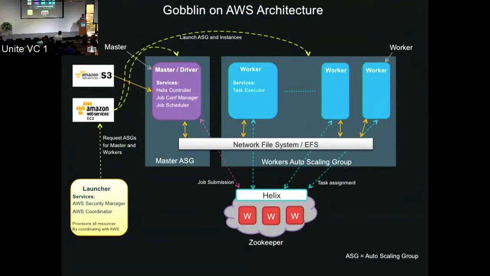We have a network file system, NFS, which will be replaced with EFS going forward, which is shared between all the nodes, and the master or driver is the one that provisions it. The master creates tasks for all the jobs it sees and submits them to Helix, and they're distributed between workers to execute. With that, let's look at how you can set up your own Gobblin on AWS cluster and get your jobs running.